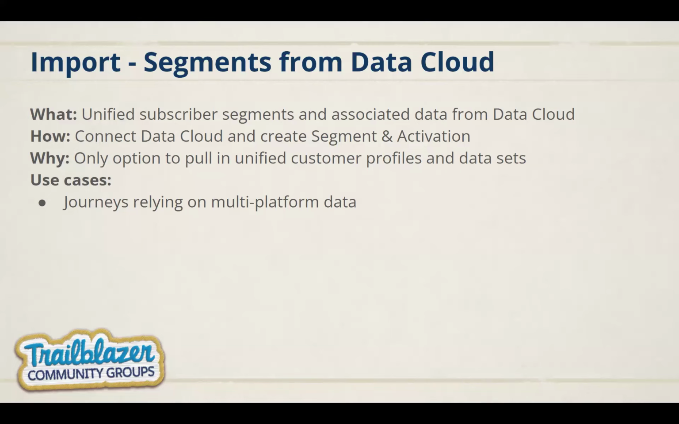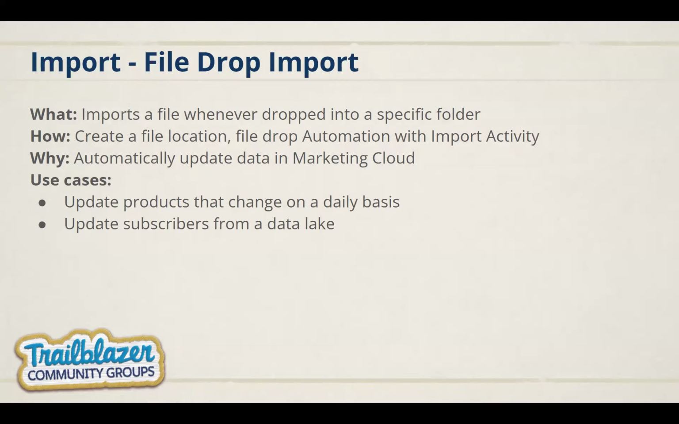File drop import, we're going to be walking through this end to end. This imports a file and updates a data extension whenever a third-party program drops a file into a specific folder in Marketing Cloud. So how would you do that? You'd create a file location. You would create the functionality to drop that into the FTP, into that folder. You'd create an automation that would have an import activity using the file drop activity and import activity to import that into a data extension.